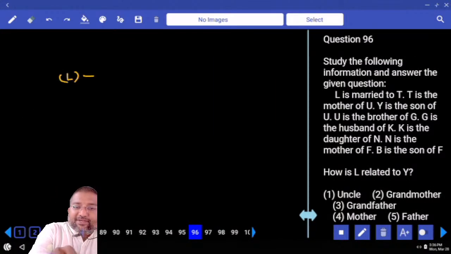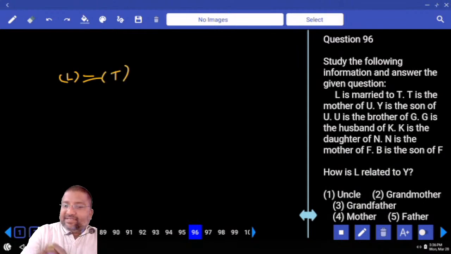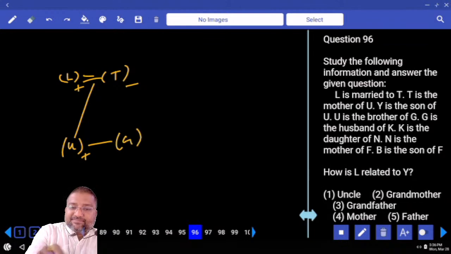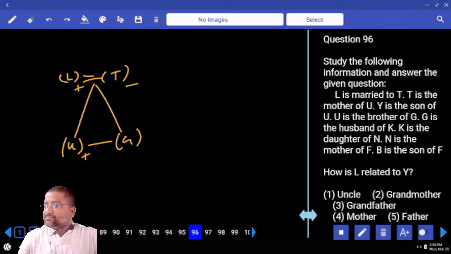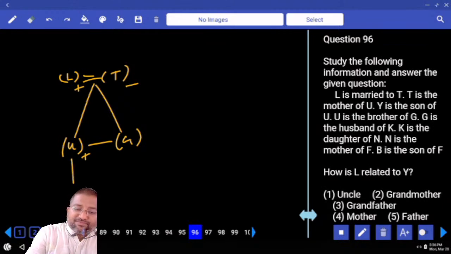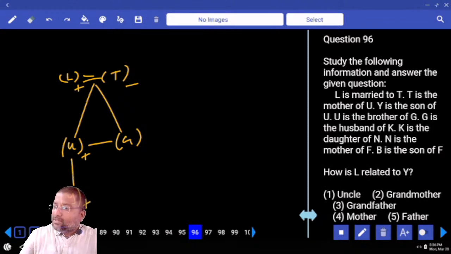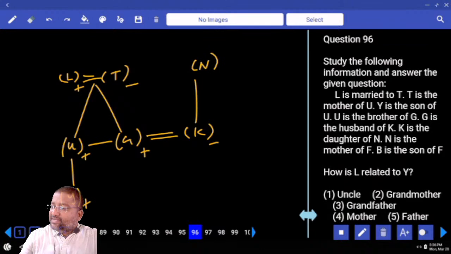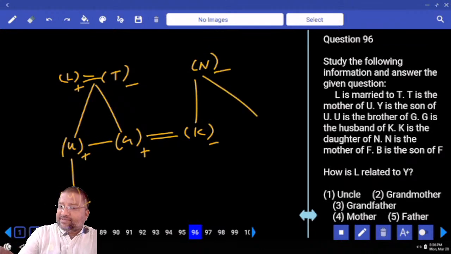L is married to T. T is the mother, then L is male. T is the mother of U. U is the brother of G. Y is the son of U. G is the husband of K. K is female. K is the daughter of N. N is the mother of F. F and K are siblings. B is the son of F.